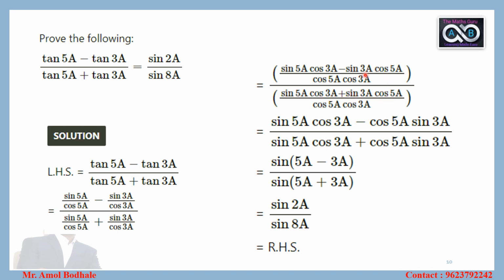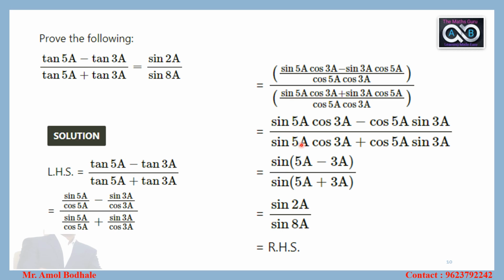Even we can interchange this term. Now see, here the denominator cos 5a cos 3a will be cancelled, and what remains? This sin 5a cos 3a minus, now I am interchanging this term. I am writing cos 5a first, sin 3a later. What is the reason? Because we know the expansion, that is sin cos cos sin, it is the expansion of sin of a plus b or a minus b.